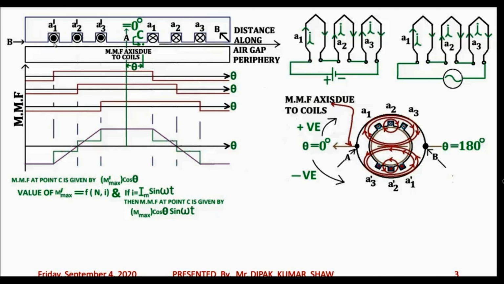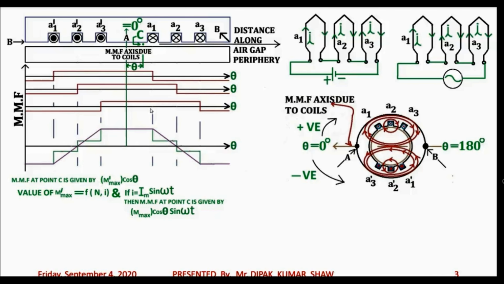Slot pitch means you consider the distance between the center of the slot A1 dash and the center of the slot A2 dash. So in this portion, between the center of the slot A1 dash and the center of the slot A2 dash, you just go on adding the MMF due to the 3 coils. That will be the resultant MMF. Likewise, you add the MMF between the center of the slot A2 dash and the center of the slot A3 dash. So you go on adding the MMF for the 3 coils between these two regions, and you will find the resultant MMF.